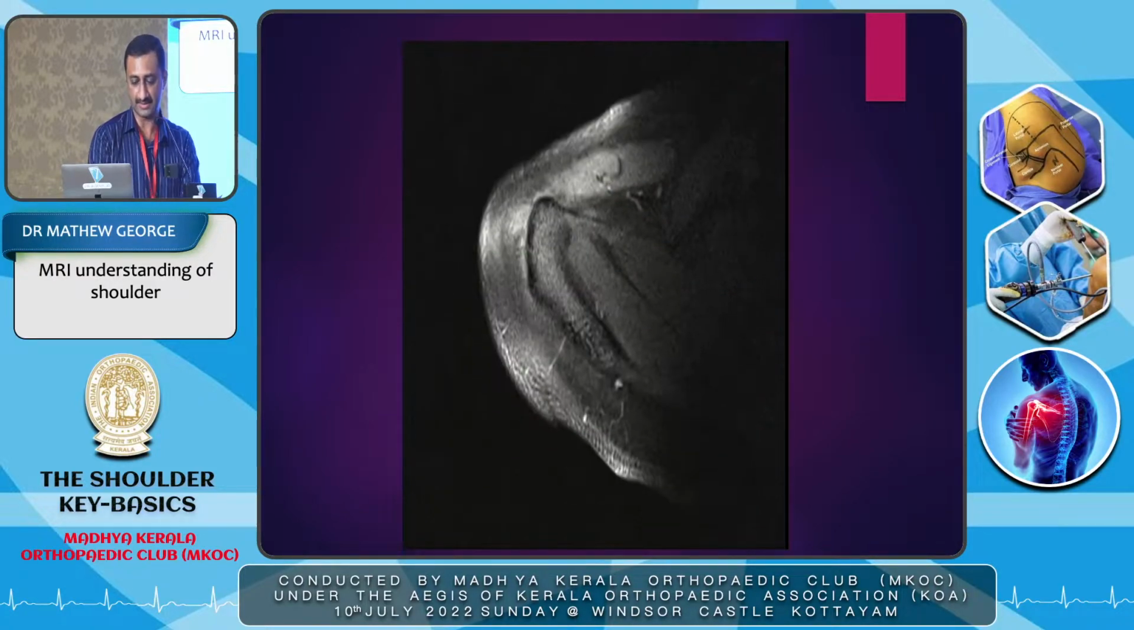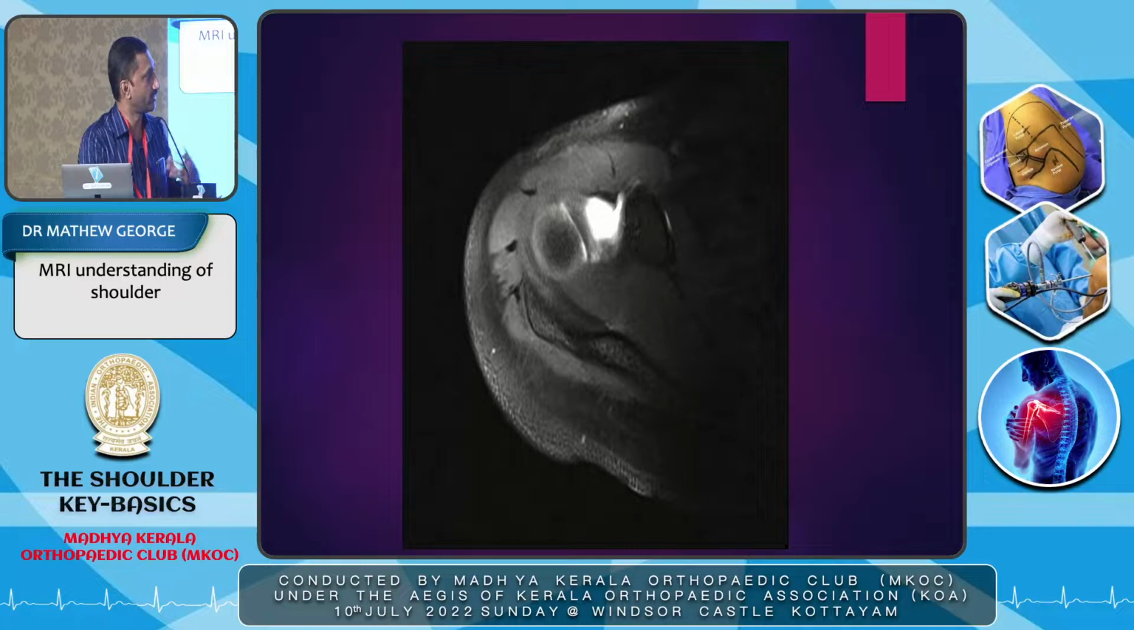Now coming to the axials. So this is the topmost image, in which you can see the acromion and part of the supraspinatus muscle belly. That's all you will see in here. Now as you go just one image down, you can see this cord-like structure, coming from the anterior and going to the superior glenoid. That's your long head of biceps.